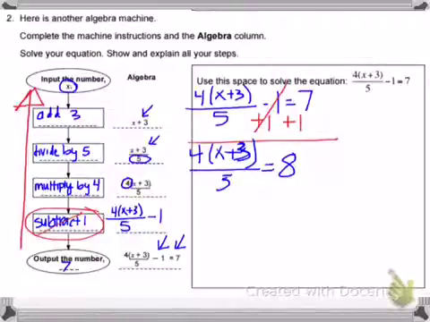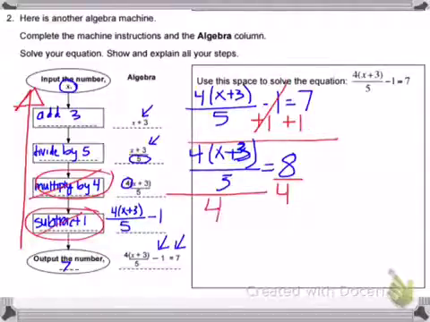Okay, let's keep going in our list. So after subtract 1, I come to multiply by 4. Now I'm going to do the opposite, or the inverse, of multiplying by 4, which is to divide both sides by 4. So here we go. I'm going to divide 8 by 4, and I'm going to divide this whole fraction by 4. Now this 4 and this 4 are going to divide each other out, so that's just like 1.